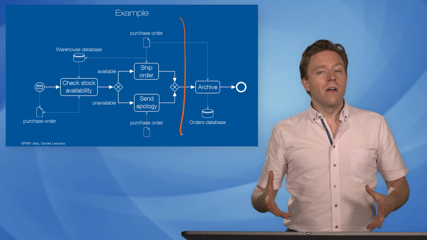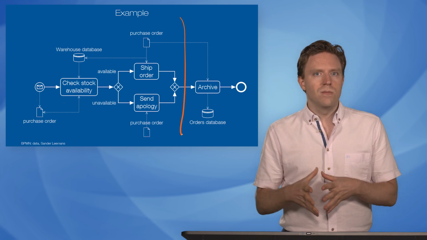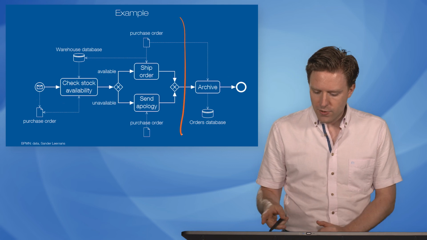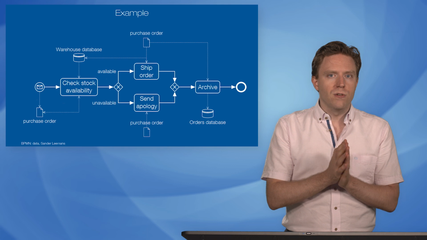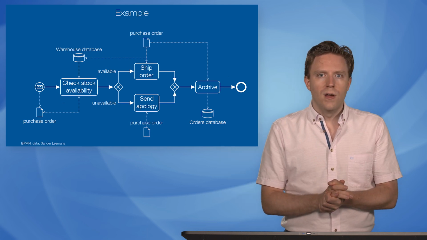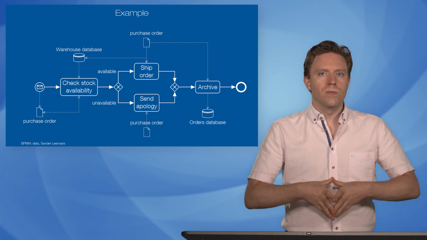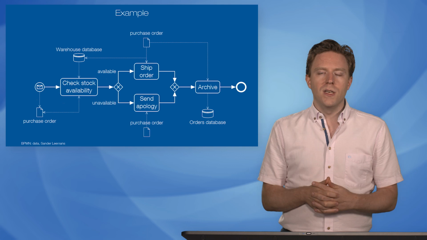So yes, there are still technical reasons why you would want to have a distinction between data objects and data stores. Here what we modeled is that in the archive step, we take the purchase order and we store it into an orders database or a data warehouse where it can still be retrieved. It's not gone, but we don't need it anymore.